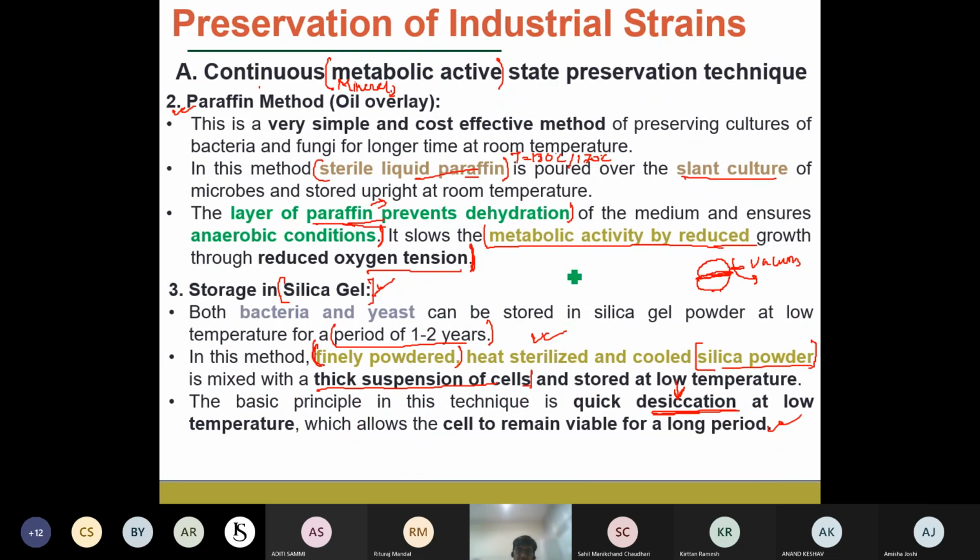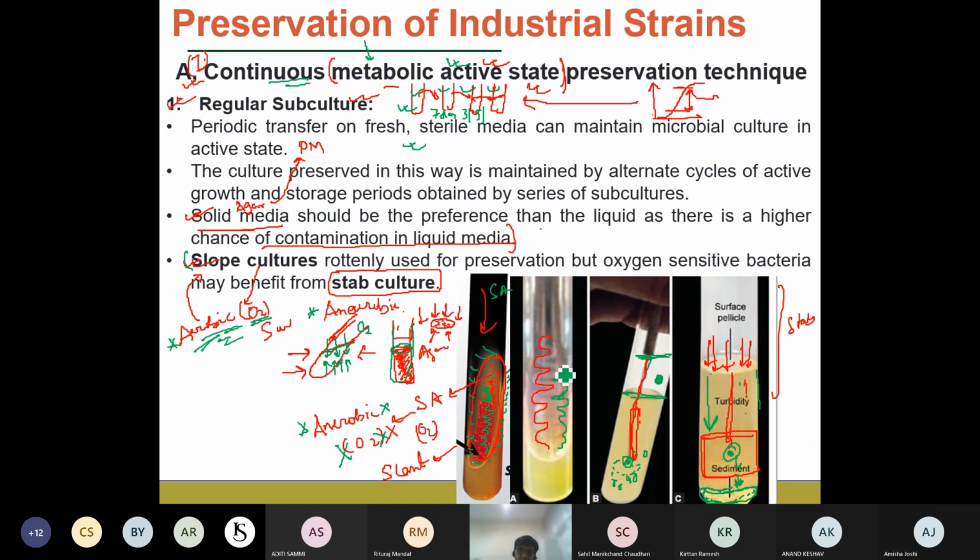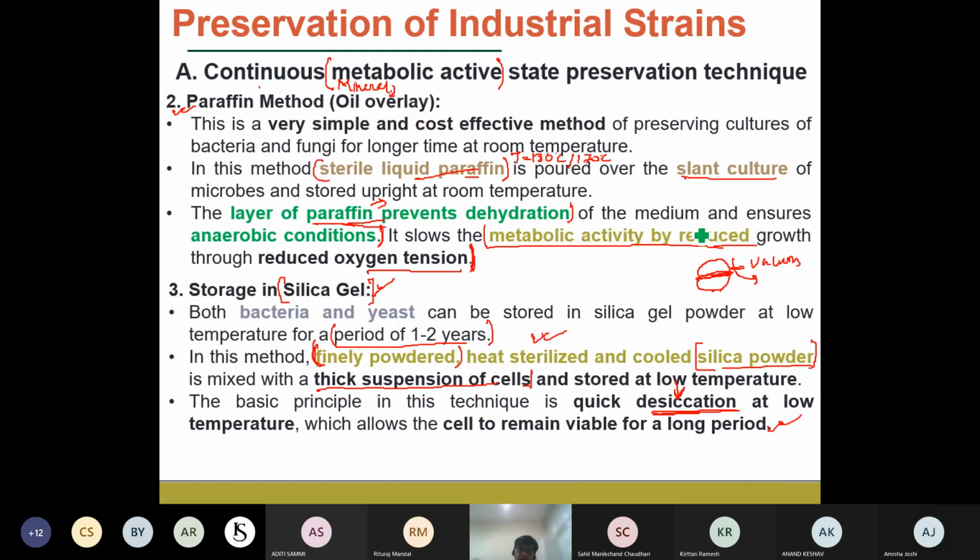For example, when you have a slant with the microbes inoculated onto the surface of it, we add mineral oil or paraffin oil. It prevents the dehydration of the cells, and it inhibits the transfer of oxygen. When the transfer of oxygen is reduced, the metabolic activity is reduced. By that we are able to preserve the cells for a longer duration.